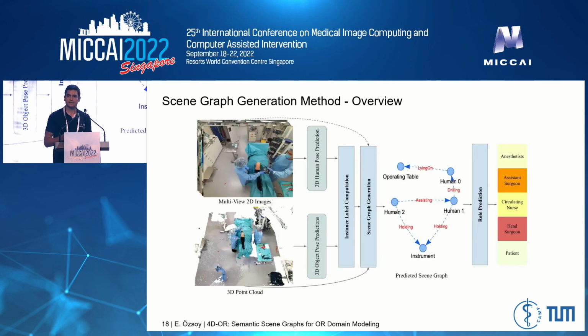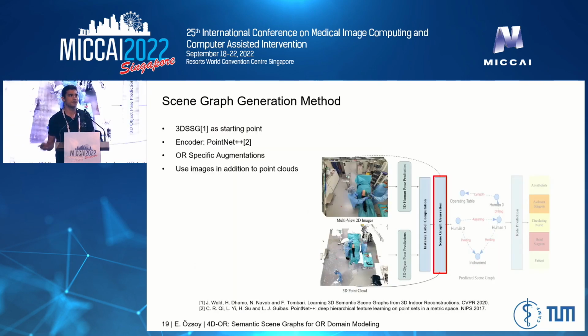Once we have a data set like this, we can go on to create a method that is able to automatically generate such a scene graph. We start by using the multi-view 2D images as well as the 3D point clouds and apply state-of-the-art human pose detection and object detection algorithms on top of them. Once we have captured the humans and objects, we now have our entities in the scene, and we can move on to generate the scene graph.